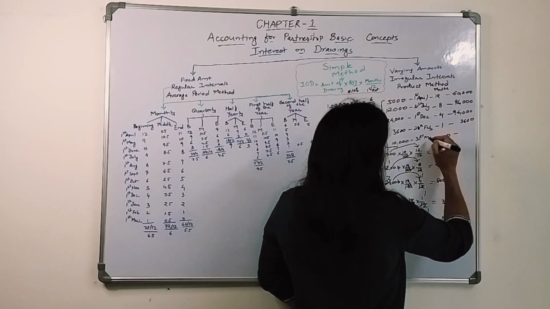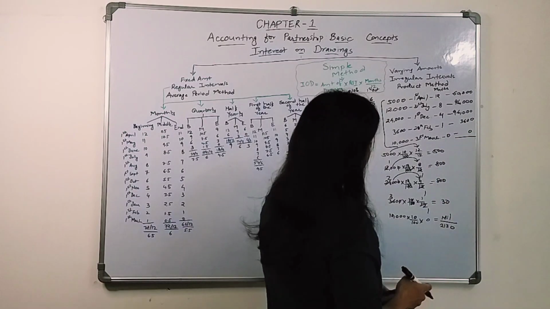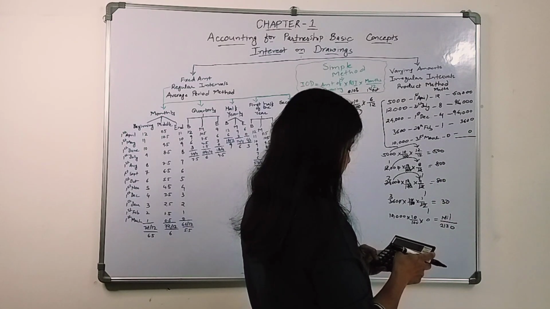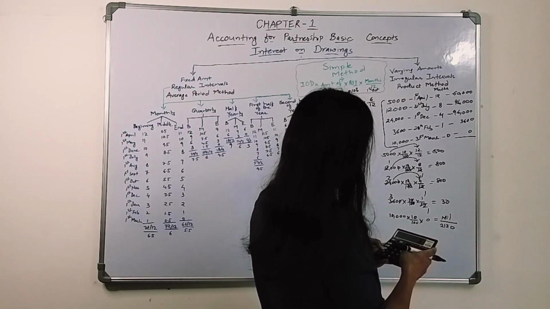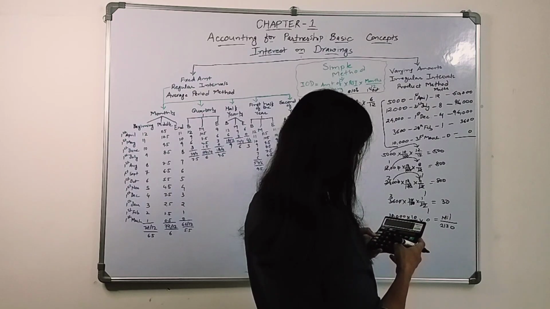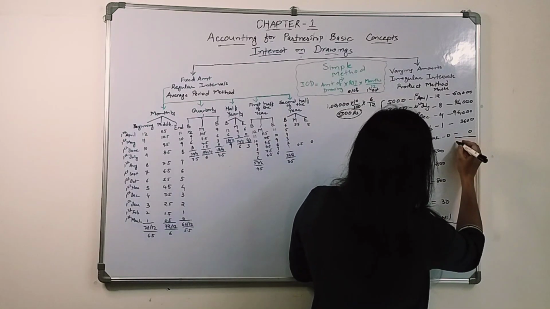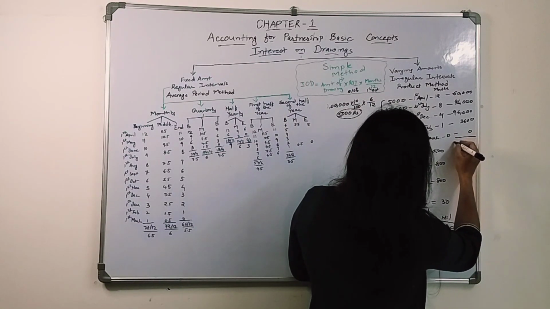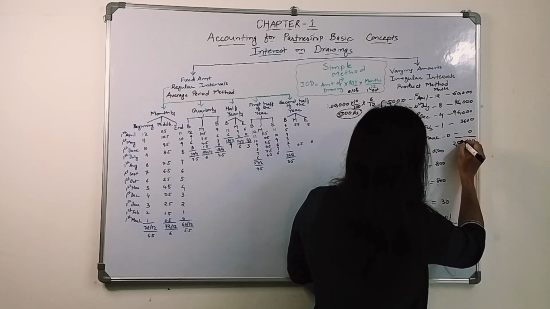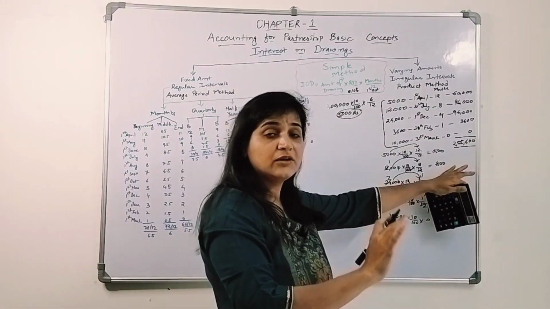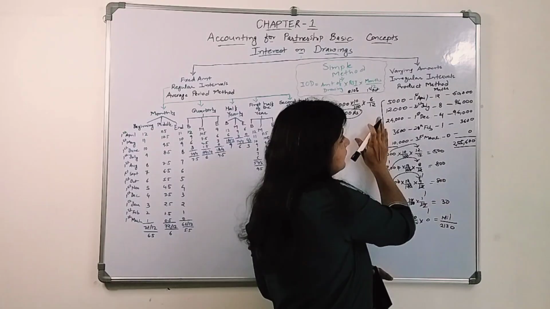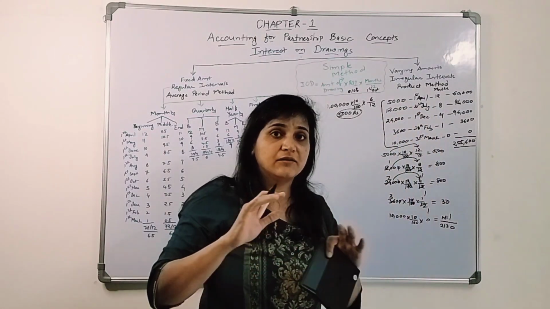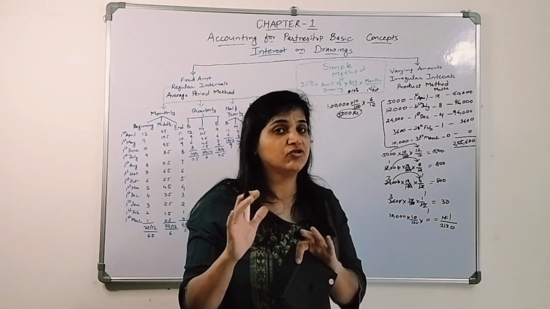3,600, and here into 0 will be 0. So 60,000 plus 96,000 plus 96,000 plus 3,600. How much is it? 2,55,600. Okay, this is what we have considered. This is the total product, the withdrawals multiplied with the months remaining, the months remaining for the interest to be charged.